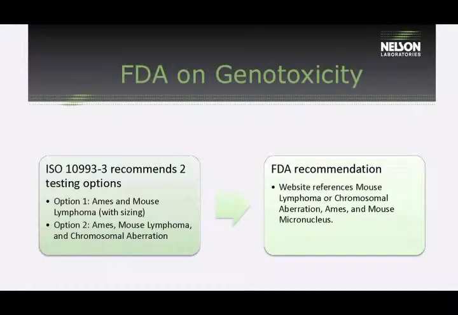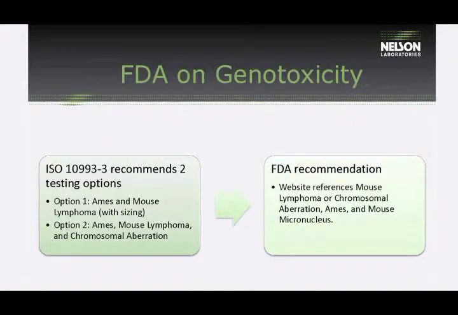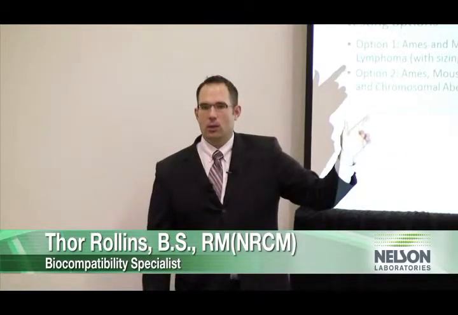Then option 2 is Ames and mouse lymphoma, and then we size the mouse lymphoma colonies. The concept there is that the size of the mouse lymphoma colonies should give you some kind of chromosomal damage information. But the problem is right now we have one option that has only 2 tests, and we have a second option that has 3 tests. So which one were most medical device manufacturers using? Which one would you use? 2 tests or 3 tests?